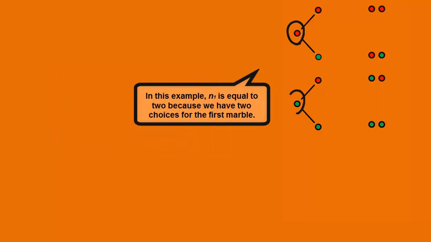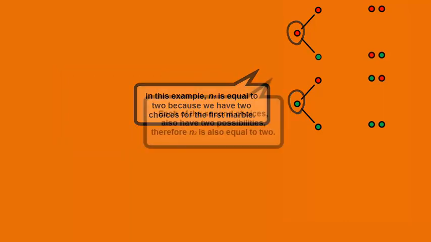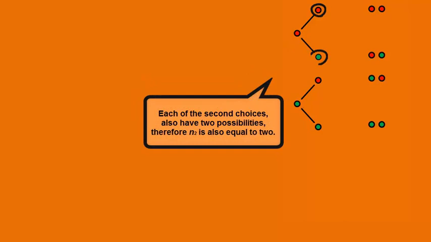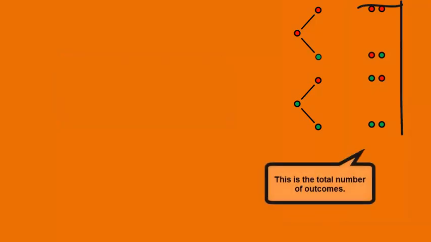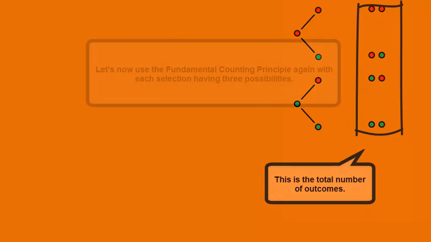In this example, n1 is equal to 2 because we have 2 choices for the first marble. Each of the second choices also has 2 possibilities. Therefore, n2 is also equal to 2. According to the fundamental counting principle, n1 is 2, n2 is also 2. The product of n1 and n2 is 4. This is the total number of outcomes.